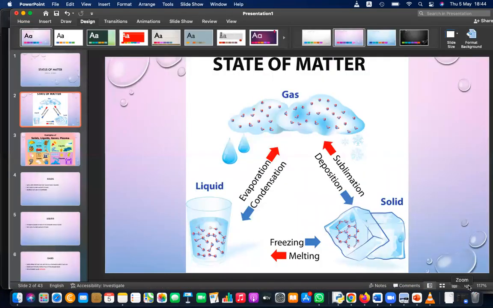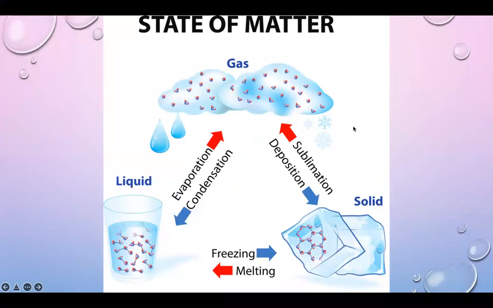I explained this using the water cycle last day. So it is possible to convert one form to another form. You can see with this image, it is nicely explained. So water, after evaporation, will become gas. And after condensation, it will become liquid.